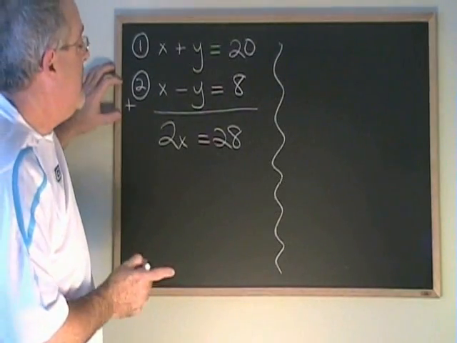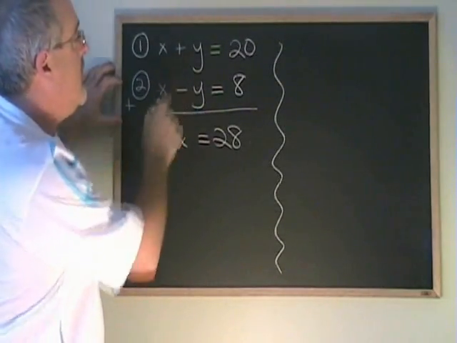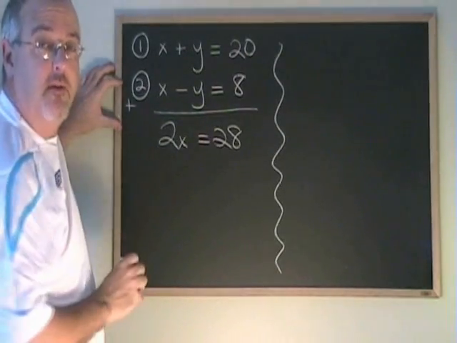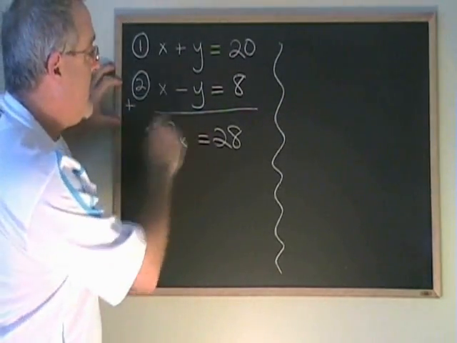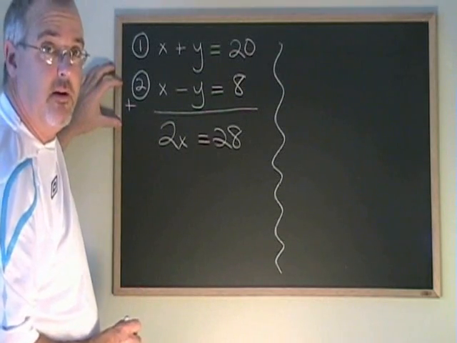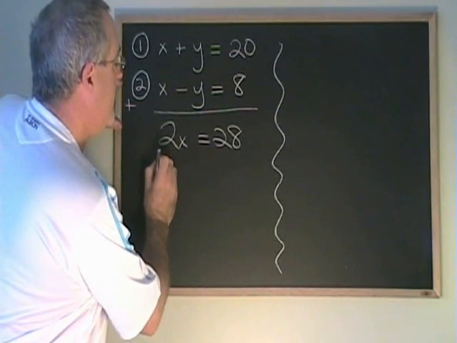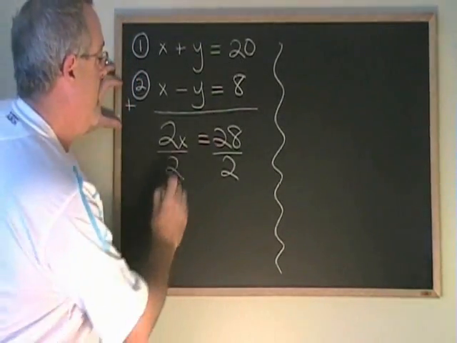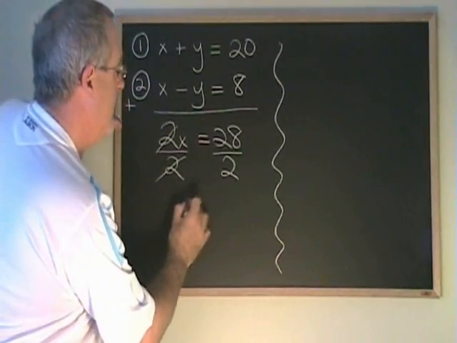The result of this is that instead of having two equations with two variables, we have a single equation with a single variable. And in fact, it's a very small equation, and it doesn't take very long at all to solve it. Since x is being multiplied by a 2, I will divide both sides by 2. These cancel, and x is equal to 14.